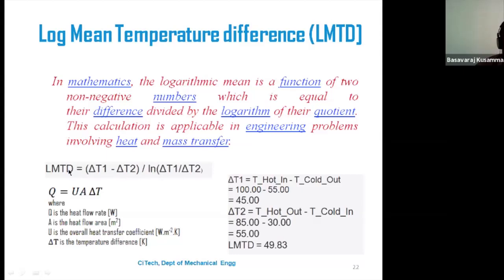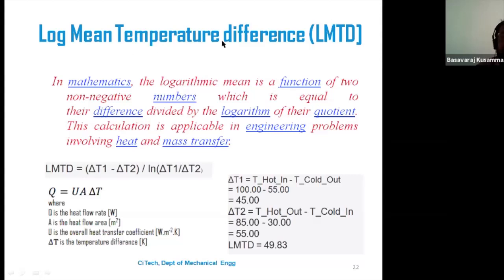After calculating the LMTD, you can calculate Q. Q is equal to U A delta T, where Q is the heat flow rate in watts, and A is the heat flow area, which is the surface area. U is the overall heat transfer coefficient, in watt per meter square Kelvin. In the first chapter we discussed the overall heat transfer coefficient. And delta T is the temperature difference.